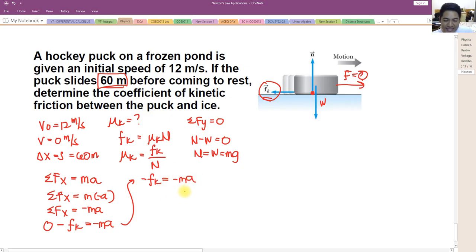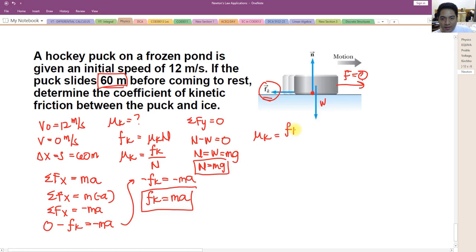If we multiply both sides by negative 1, the negatives will cancel. So we now have the kinetic friction as ma. And the normal force here is mg. The coefficient of kinetic friction is the kinetic friction over the normal force, so it is ma all over mg. We cancel m. So to solve for mu sub k, we have a all over g.